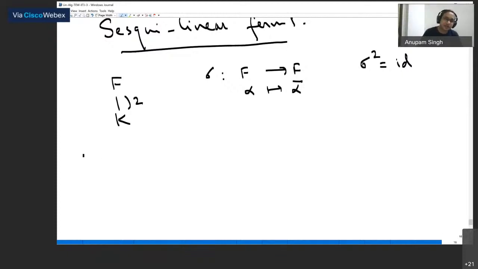Okay. So now we begin with a vector space V of dimension n over F.